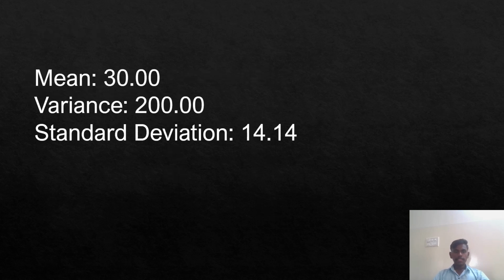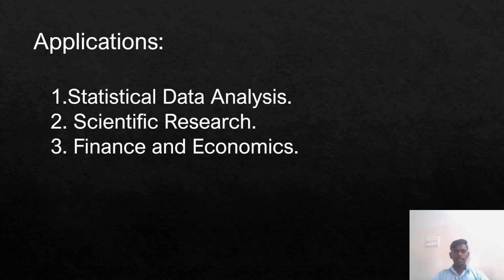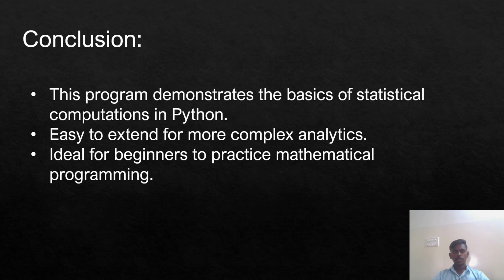And then next it will give the values: mean is 30, variance is 200, standard deviation is 14.14. And the applications: we can use this code for statistical data analysis, scientific research, finance and economics. The conclusion: this program demonstrates the basics of statistical computations in Python, easy to extend for more complex analytics, ideal for beginners to practice mathematical programming.